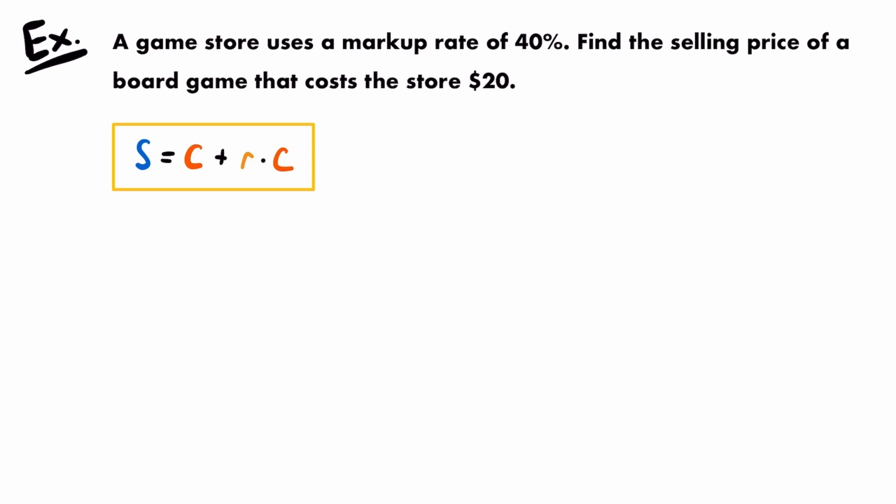Okay, so what we want to do in these markup problems is identify the values that we've been given and then solve for the one we don't know. So looking at this problem, what do we know? What have we been given? Well, we are given the markup rate. It says the game store uses a markup rate of 40%. So the markup rate R is equal to 40%, which as a decimal is 0.40. Just move the decimal for the percentage 2 places to the left, and you'll get the equivalent decimal. That's what we want to use in this equation.